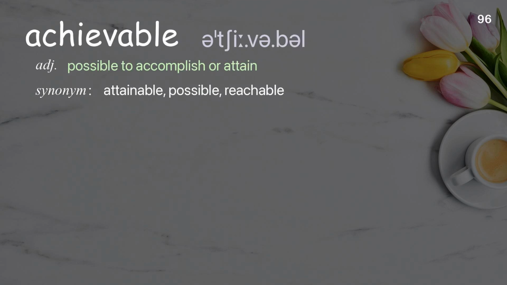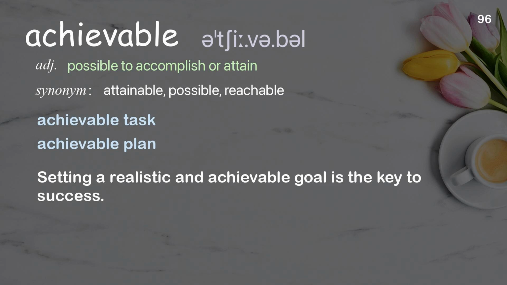Achievable. Possible to accomplish or attain. Examples: Achievable task. Achievable plan. Setting a realistic and achievable goal is the key to success.